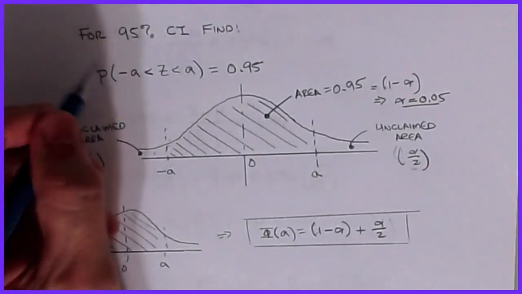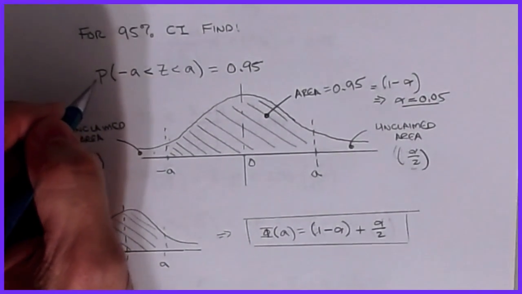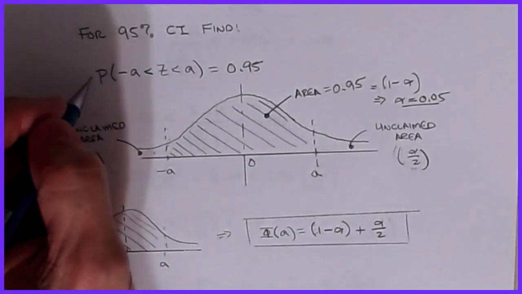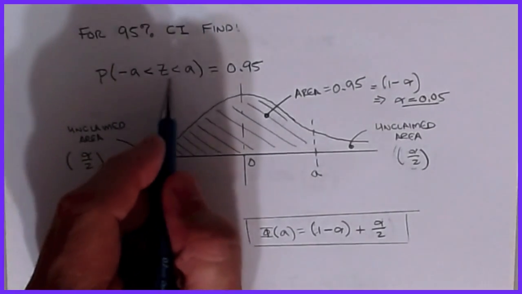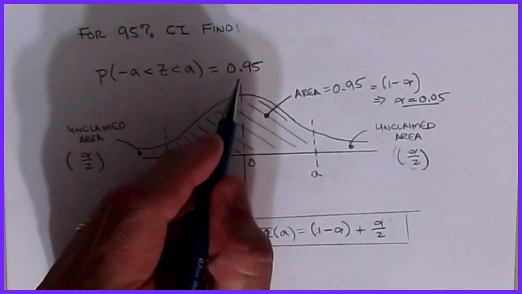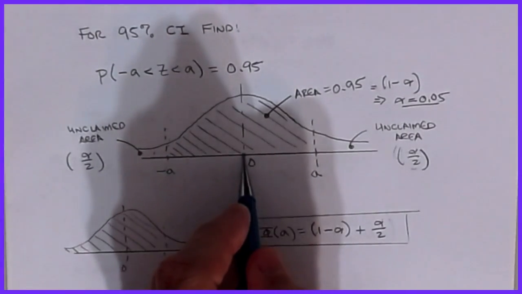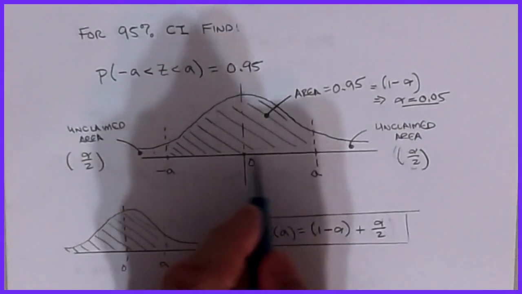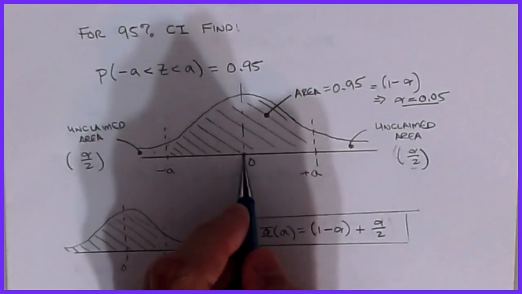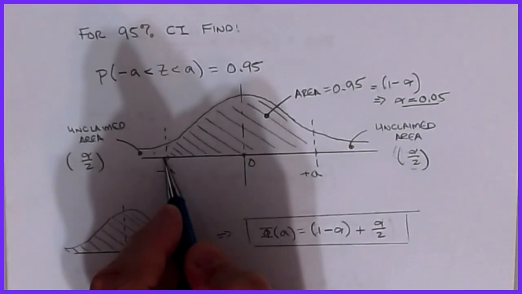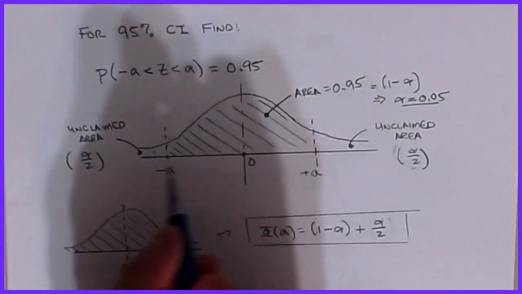All right, so if we write this in our probability terms from what we learned with the normal distribution, we're going to write this as the probability of minus a less than some parameter z less than a has to be equal to 0.95. Okay, and again, that's because I'm centered at 0 on my distribution, and it is symmetrical, so the distance I go to the right of 0, which would be my plus a, I have to go to the left the same amount. Okay, and so that's how we start to work this.